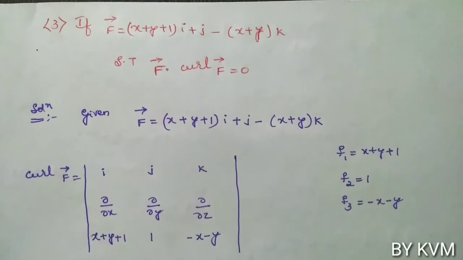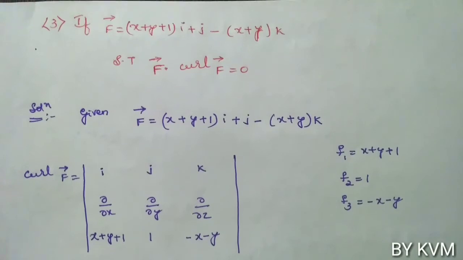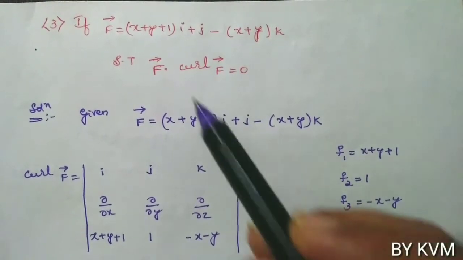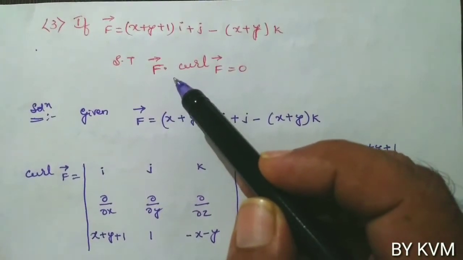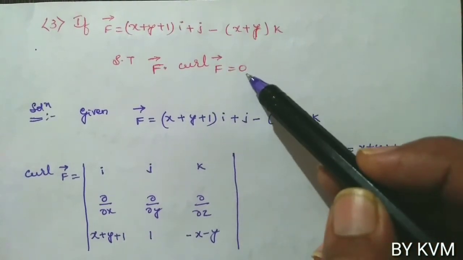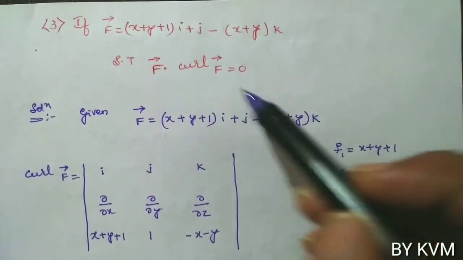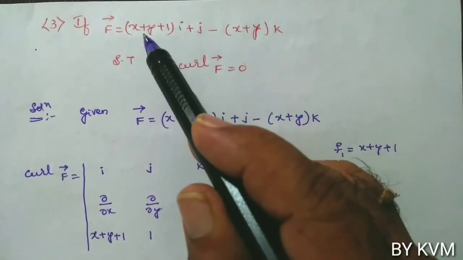Let's solve the next problem. If vector f equals x plus y plus 1 into i plus j minus of x plus y into k, show that vector f dot curl vector f equals 0. So here vector f is given, we have to show this result. So we have to find the dot product of vector f and curl vector f, and this should be equal to 0. So first we find curl of vector f for the given vector f.